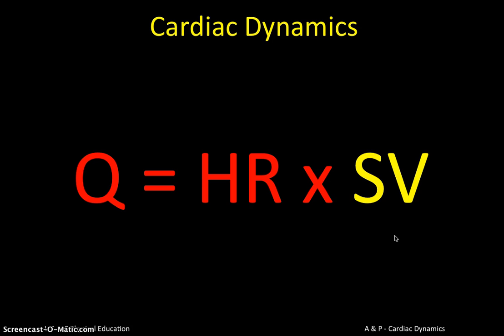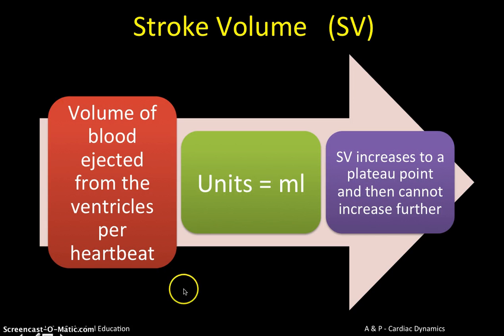Lastly then, let's look at stroke volume. So stroke volume is the volume of blood ejected from the ventricles per heartbeat, not per minute, per heartbeat. So every time your heart contracts, this is the amount of blood it ejects and squeezes out. And the unit is milliliters. Now, importantly, stroke volume can increase when you're exercising and working harder, but it does reach a point where it plateaus. It can't eject any more than it does. And we'll look at that in the graph.